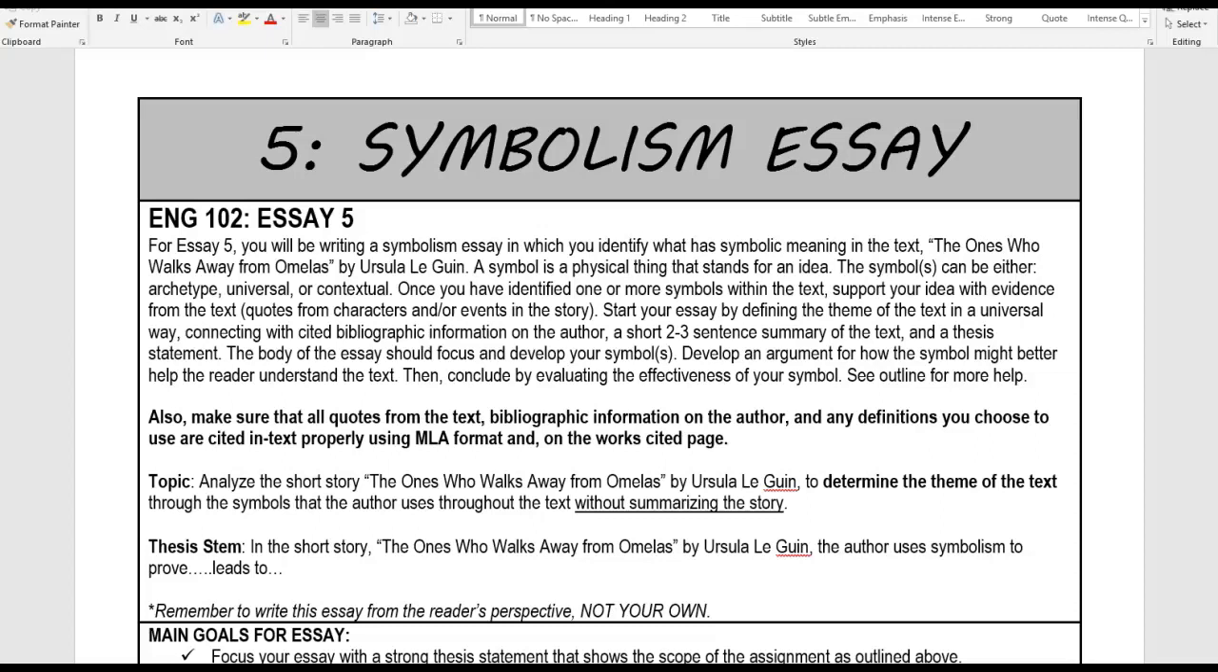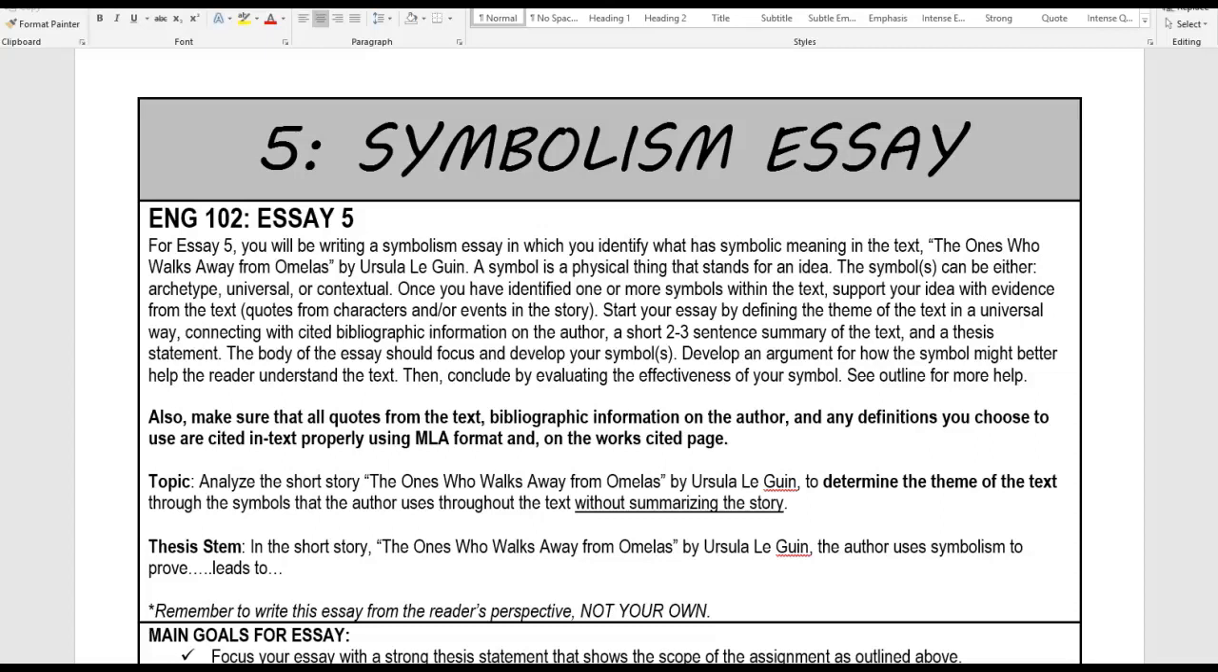Once you have identified one or more symbols within the text, you can support your idea with evidence from the text, either quotes from the characters and or events in the story. You will start your essay by defining the theme of the text in a universal way, connecting with cited bibliographic information on the author, a short 2 to 3 sentence summary of the text, and then your thesis statement.